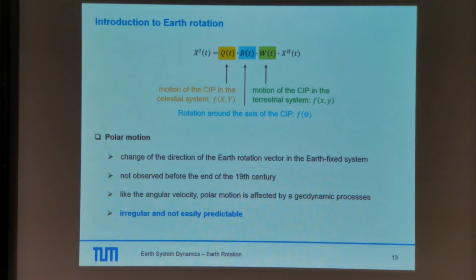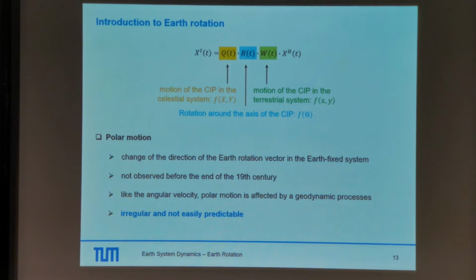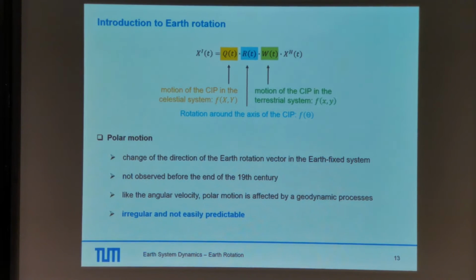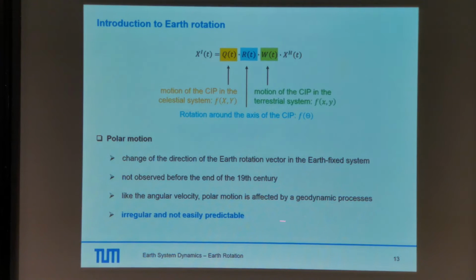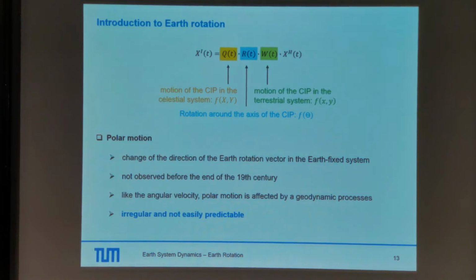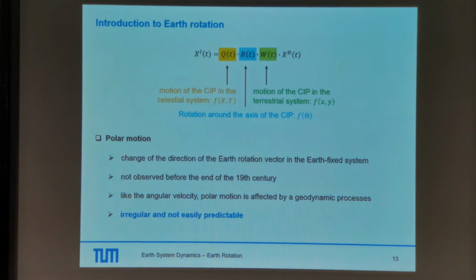And finally, we have the polar motion, which is the W matrix here. It is the change of the direction of the Earth rotation vector in the Earth-fixed system, in contrast to the Q matrix. It's like the angular velocity, really hard to predict and follows a really irregular behavior. So this can also be monitored only by space geodetic observations. So we have more or less 3 out of 5 parameters which cannot be handled via models.